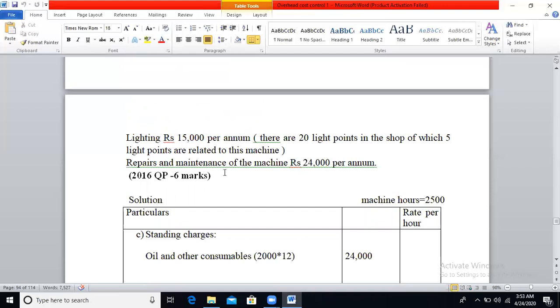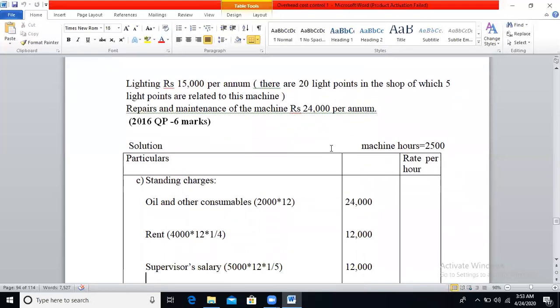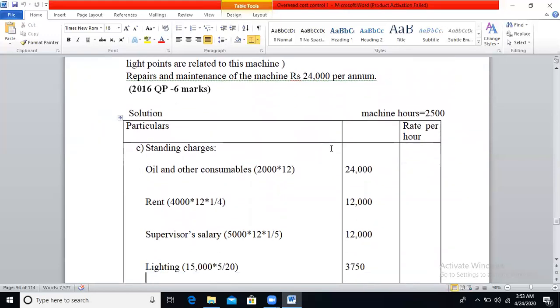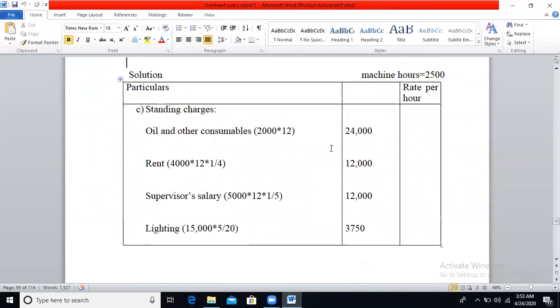Then repairs and maintenance of the machine, they have given 24,000 per annum. I told you, if they have given repairs and maintenance for the life of the machine, then you have to consider the estimated life of the machine in hours as the basis for repairs and maintenance. If they have given only repairs and maintenance, then you have to consider the working hours of the machine. So here they have given 24,000 per annum divided by machine working hours.